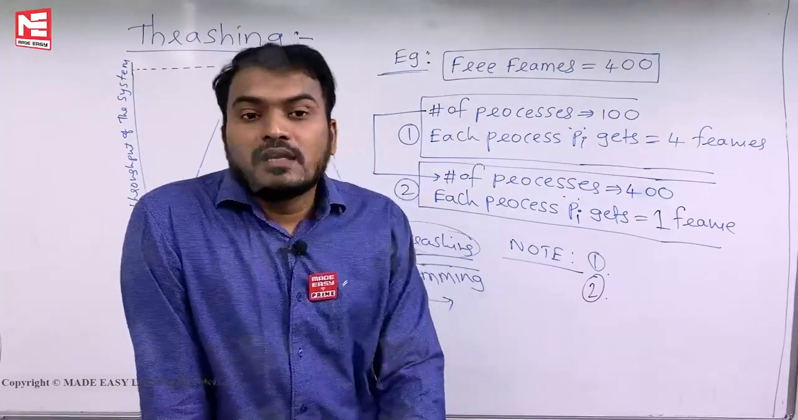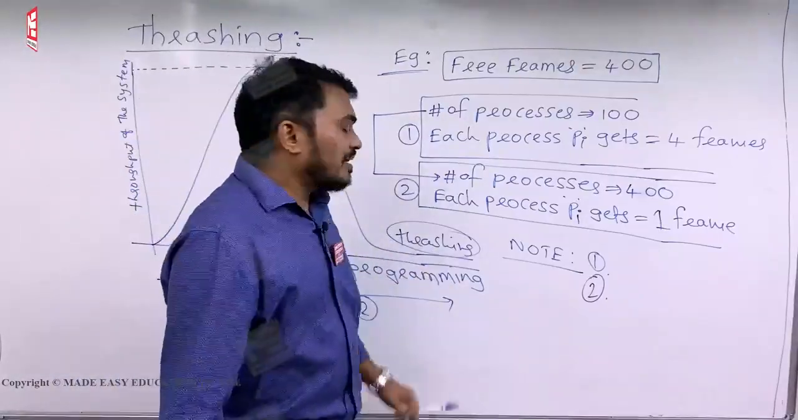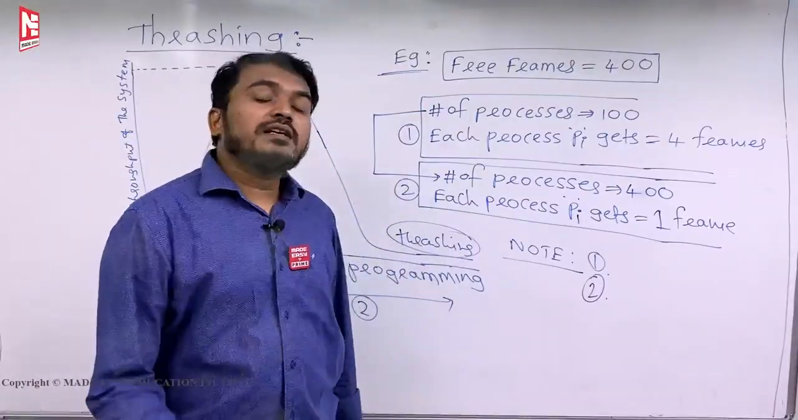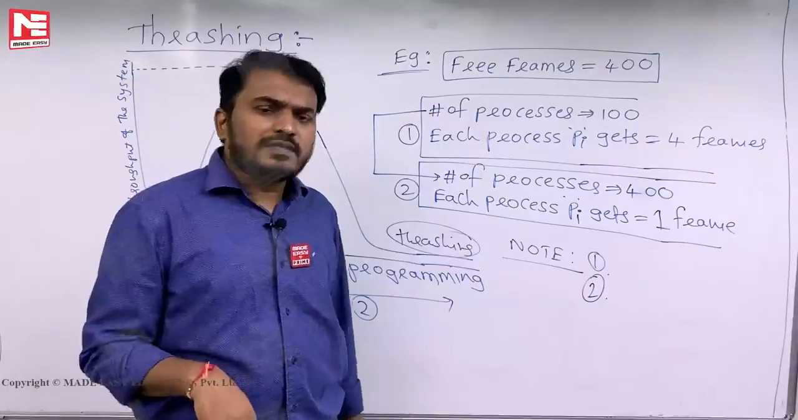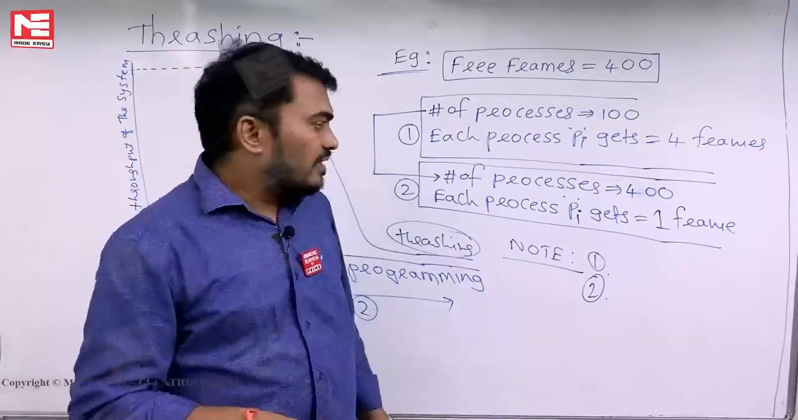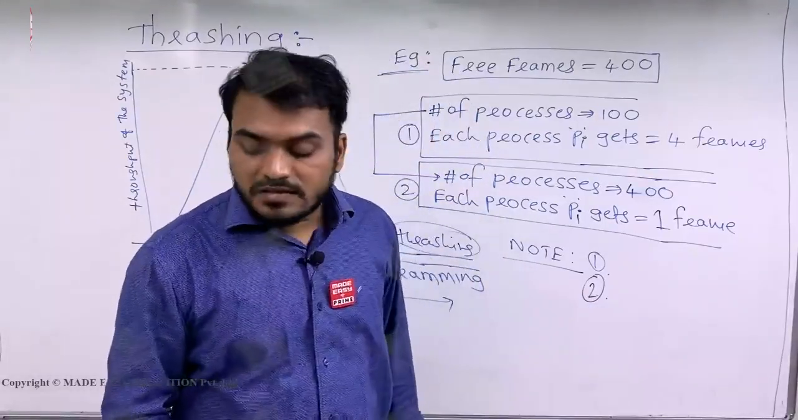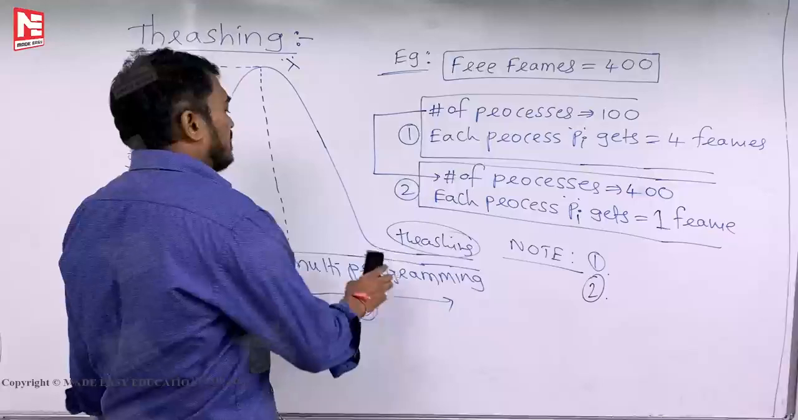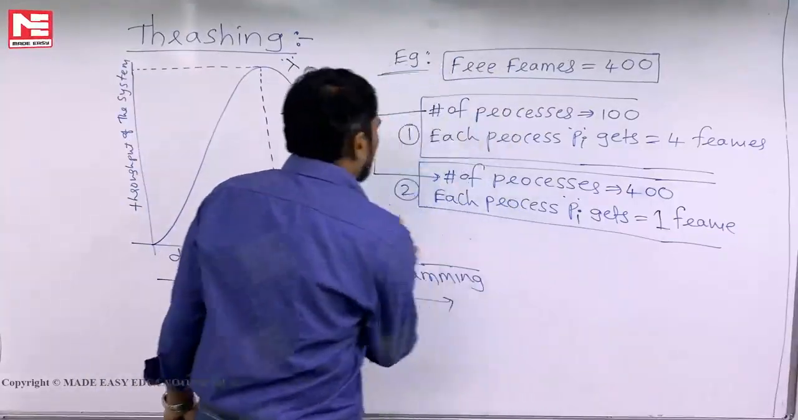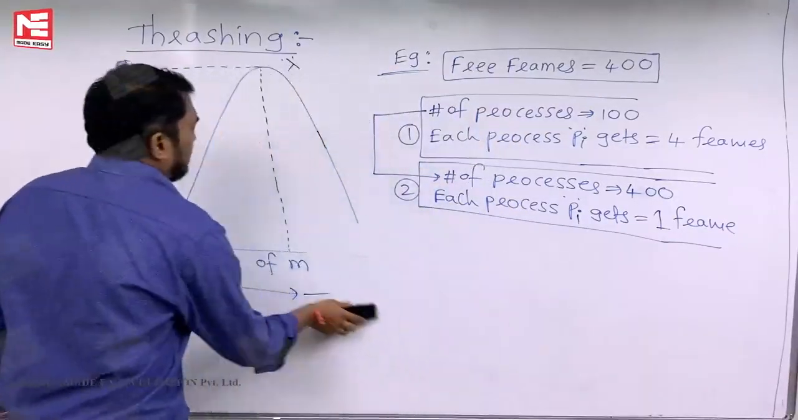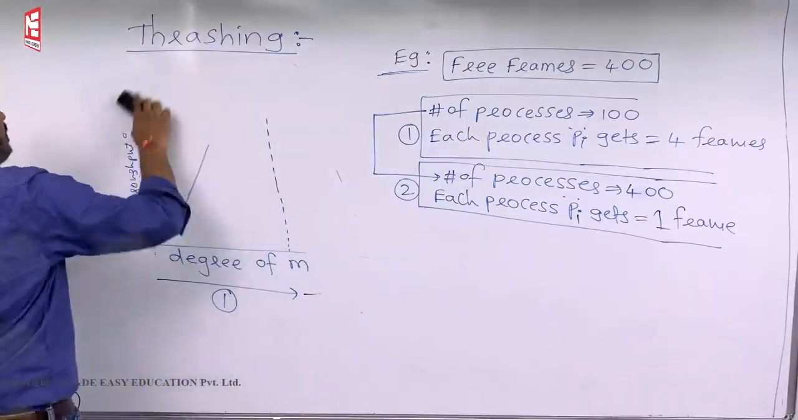Tell me, what will happen? If it is a thrashing system, then does the time taken to complete execution of the process increase or decrease? Increase. Is that clear? Very good. So the time taken to complete execution of the process will increase. These two points are important. So that is the meaning of thrashing.